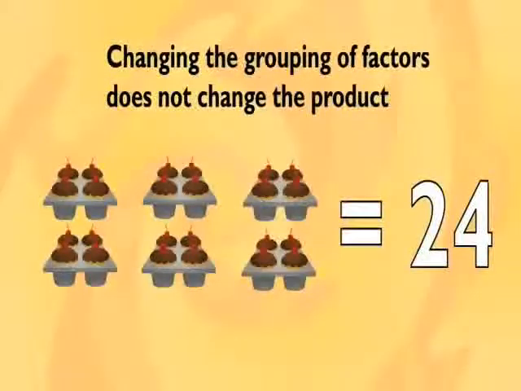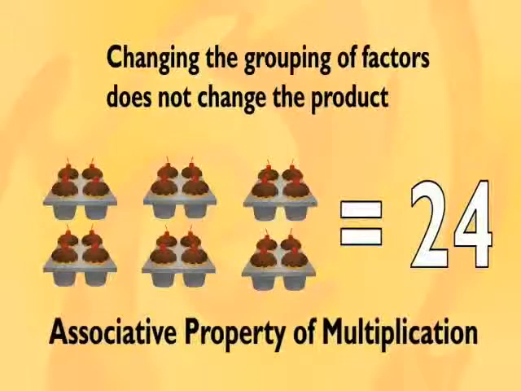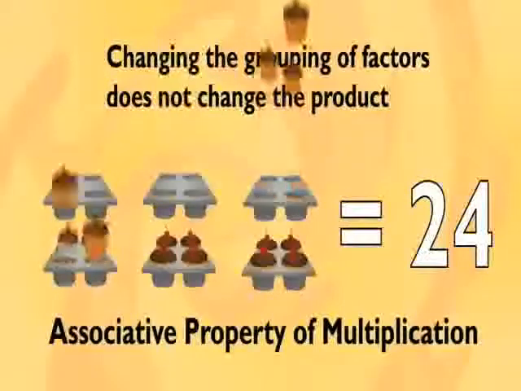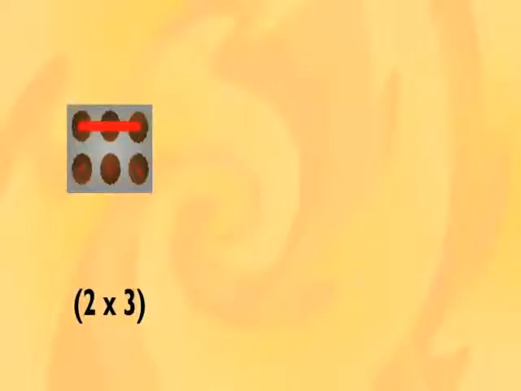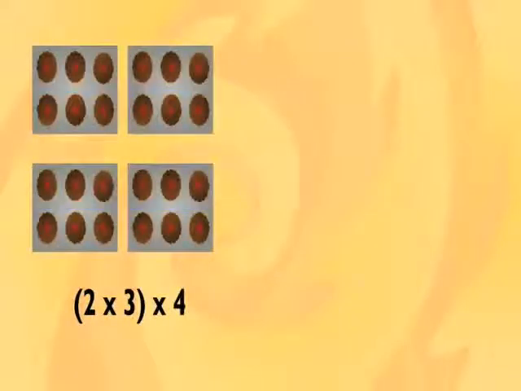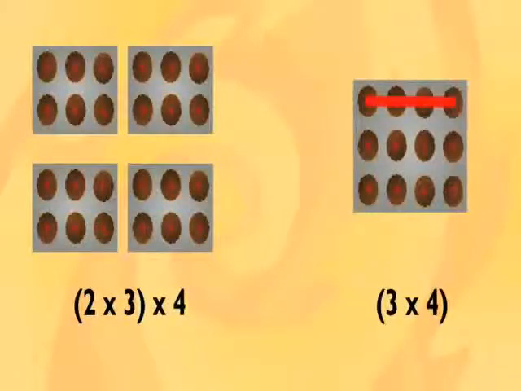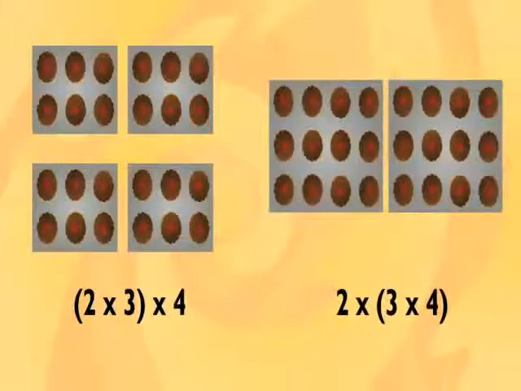Cool! In fact, no matter how you group factors together, you'll always have the same product. It's called the associative property of multiplication. What do you mean by group factors? Like this. You can bake 2 rows of 3 cupcakes and do it 4 times. Or you can bake 3 rows of 4 cupcakes and do it 2 times. But either way, you'll get a product of 24 cupcakes. Guess that makes things pretty easy then.